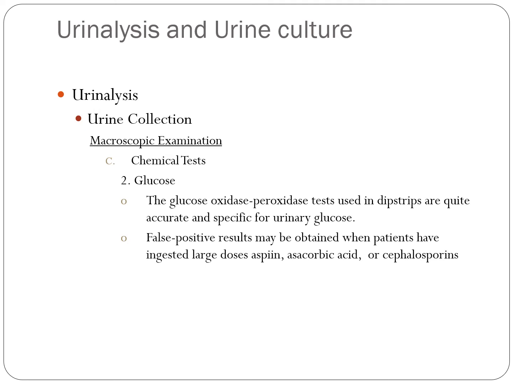Glucose. The glucose oxidase peroxidase tests used in dip strips are quite accurate and specific for urinary glucose. False positive results may be obtained when patients have ingested large doses of aspirin, ascorbic acid, or cephalosporin.